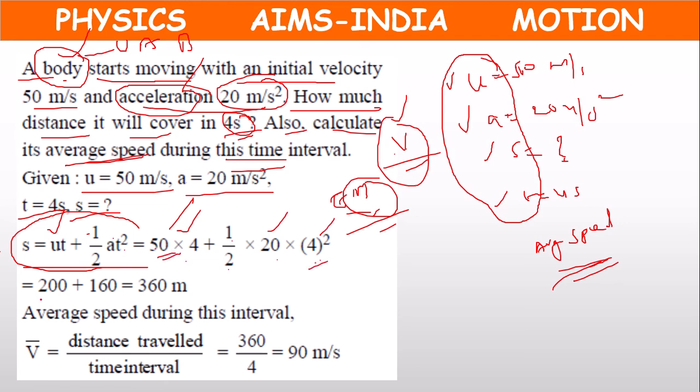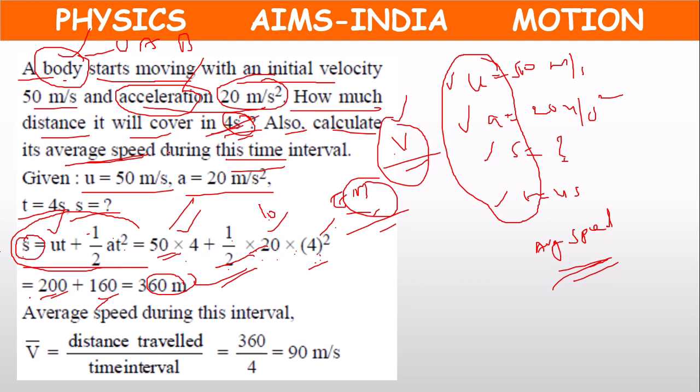So 50 into 4, 200. So half into 20 into 4 square is 16. So half times 20 is 10, 10 into 16, 160. 200 plus 160, 360 meters. It is the distance traveled by the body in 4 seconds.